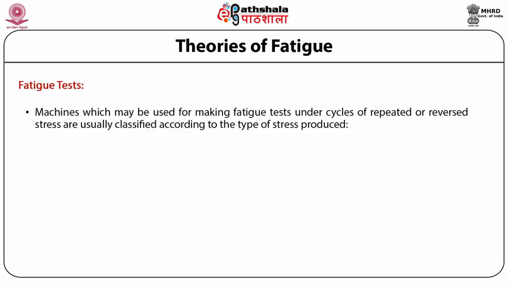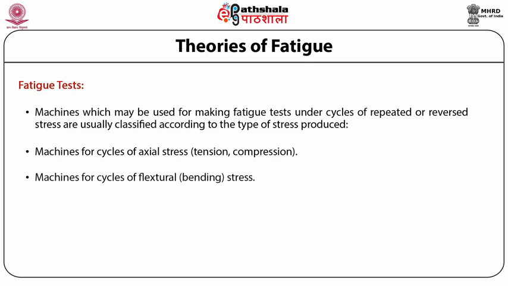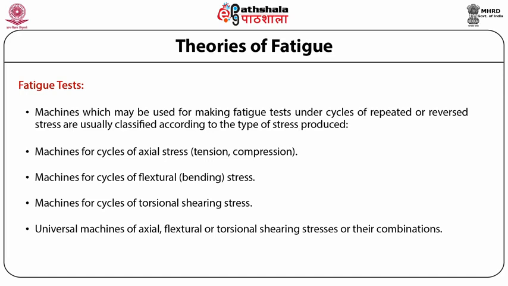Machines which may be used for making fatigue tests under cycles of repeated or reversed stress are usually classified according to the type of stress produced. That is, number one is machines for cycles of axial stress, which can be tension or compression. Secondly, machines for cycles of flexural or bending stress. Third is machines for cycles of torsional shearing stress. And the fourth one is universal machines for axial, flexural or torsional shearing stresses or their combinations.